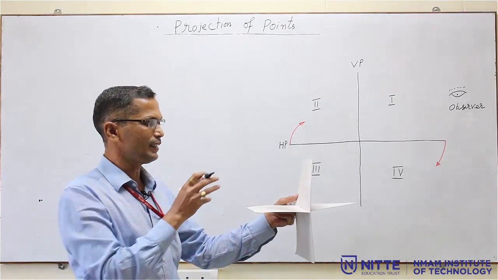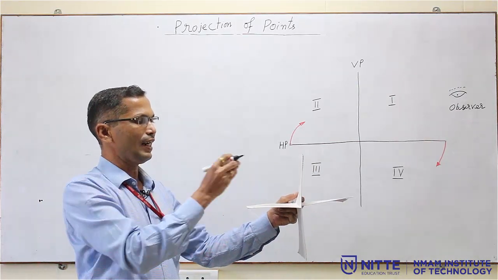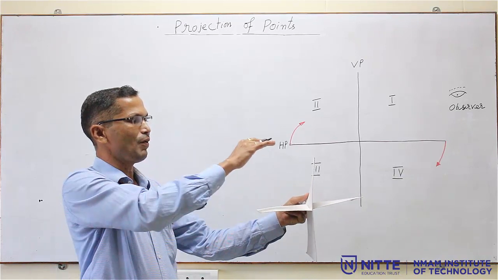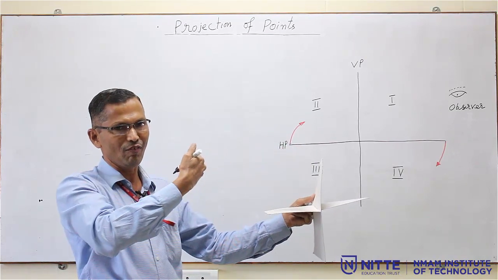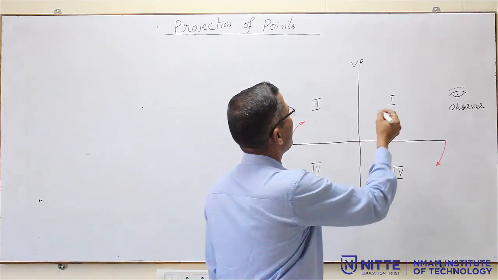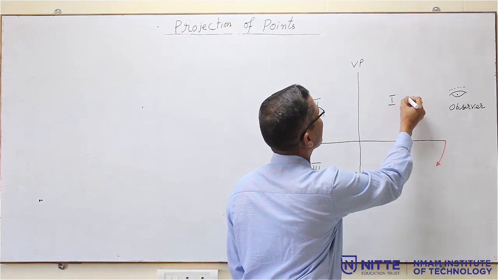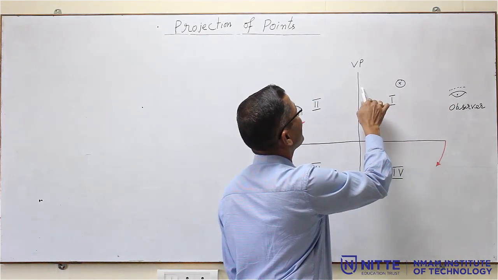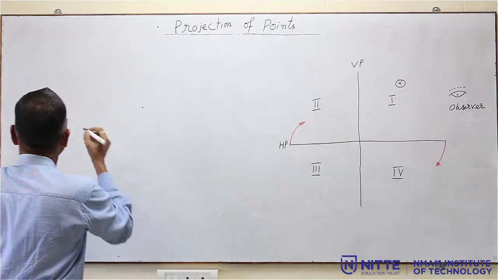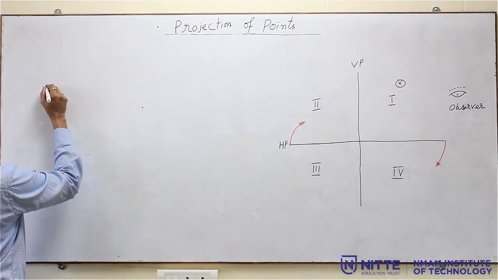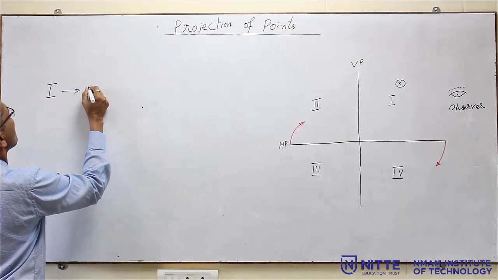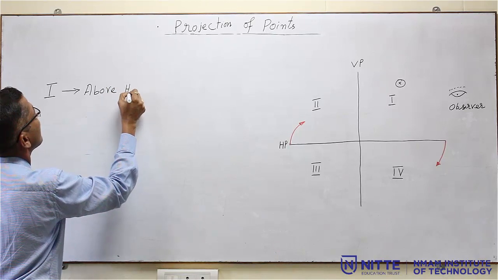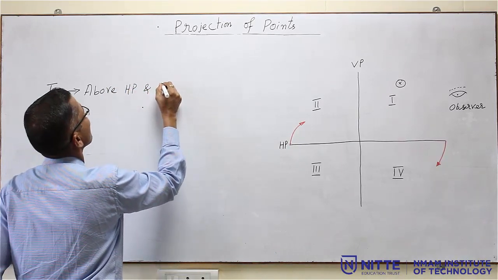For example, if the point is here in the first quadrant and I am the observer, it looks like this. The point is so many millimeters above HP and so many millimeters in front of VP. So, I will write here, if the point is in the first quadrant, it will be above HP and in front of VP.